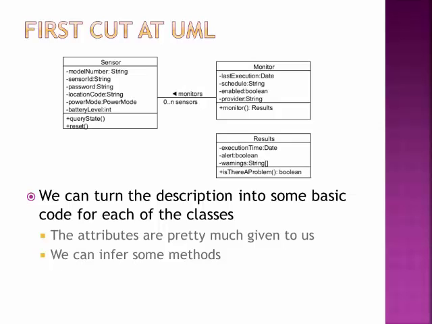I also threw in this result class because it gives me a feel for the data that will be coming back from the monitor. It gives me a little more feel of the behavior of the monitor. So I can see, what time did it execute? Is there an alert? What are the warnings? Is there a problem? Things like that. At this point, I'm at a very abstract level in my design because I'm not dealing with specific monitors or specific sensors. And I've got to make a choice. How do I deal with that level of detail?